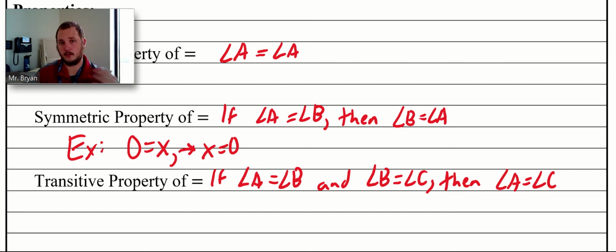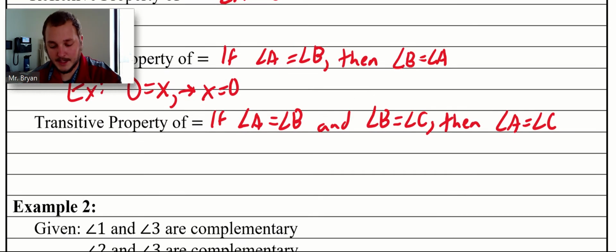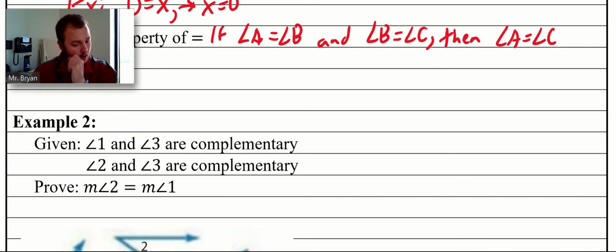And we're going to use that whether we're talking about angles or segments in this class. And we'll just do an example right now to kind of show what that could look like in an actual proof. But keep that in mind, the transitive property. We'll use that a lot. All right, so last example for today, example 2.